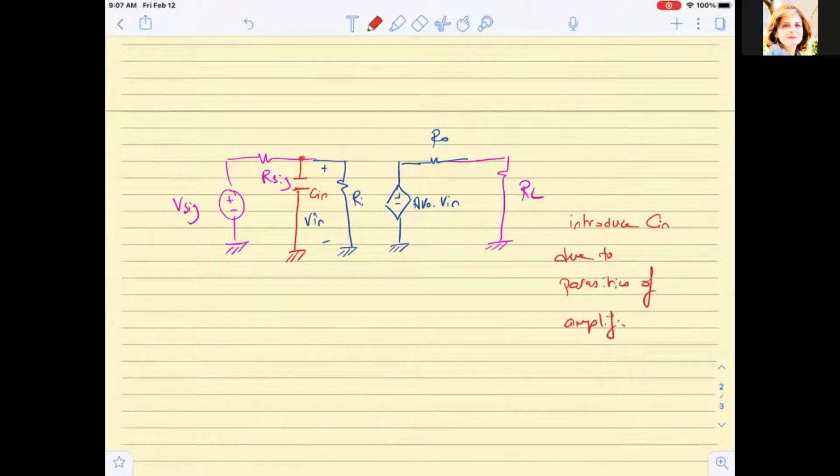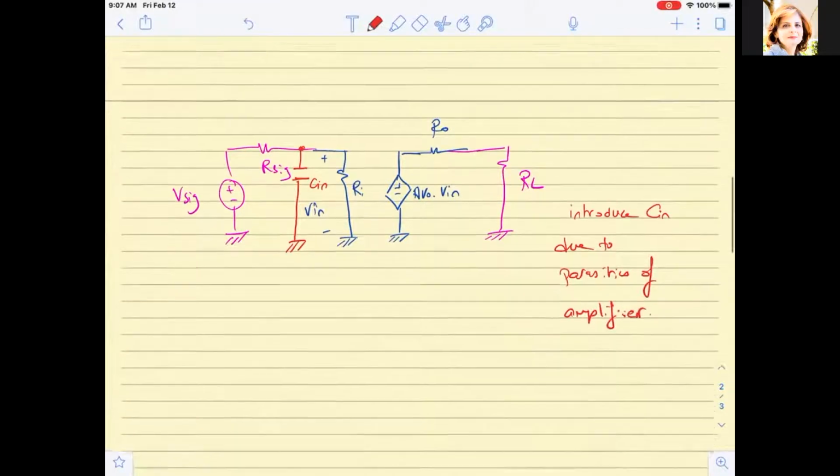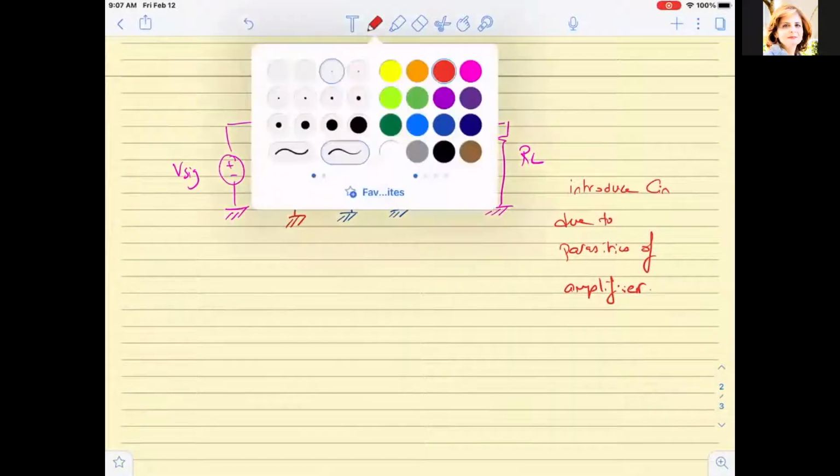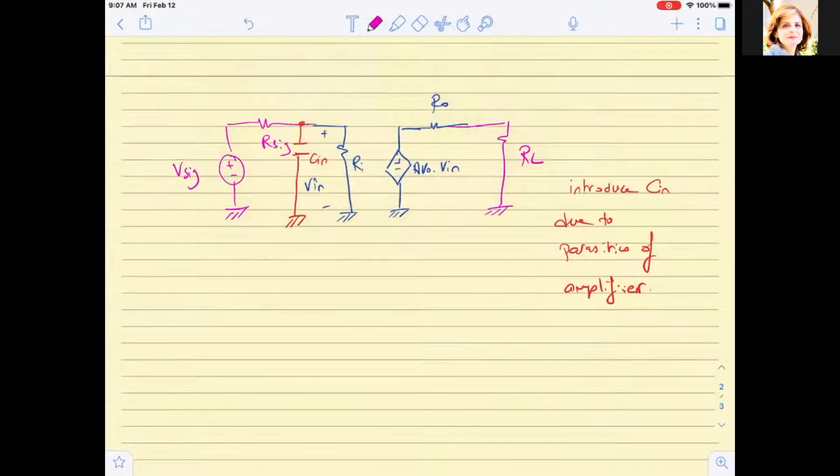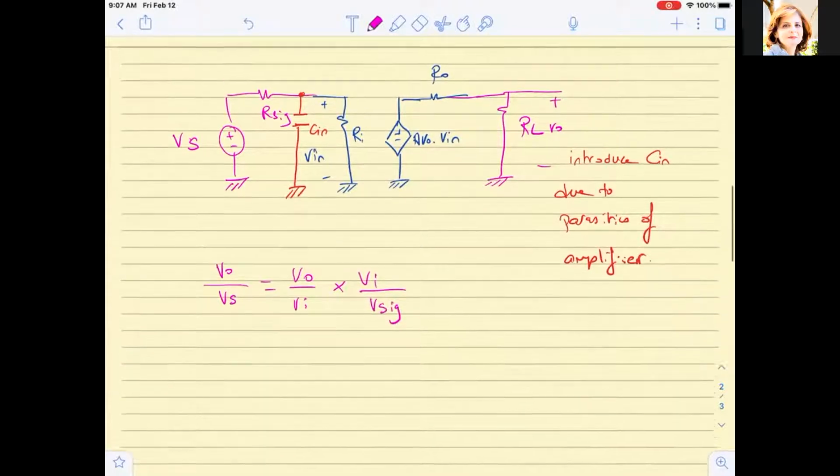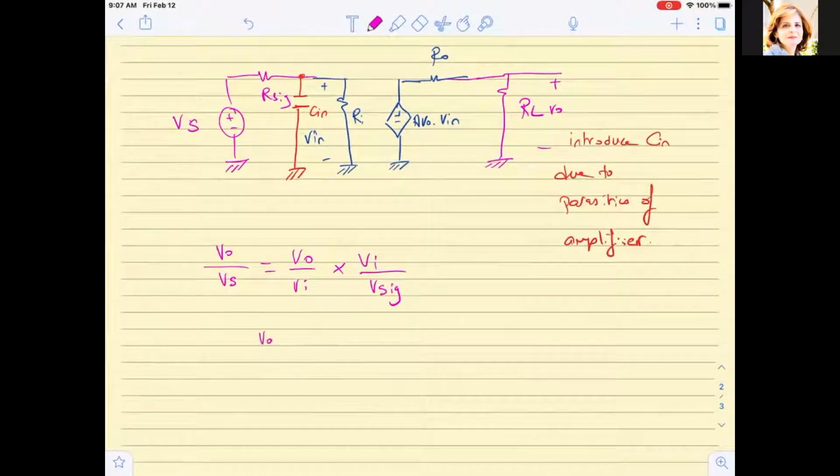How will my gain change? Let us see. So we would still use the same equation. This is V out, it's expressed here. So to find Vo over Vs or V sig, Vo over Vs is still equal to Vo over Vn times Vn over V sig. For Vo over Vn, did my network change? Is it still the same or did it change?